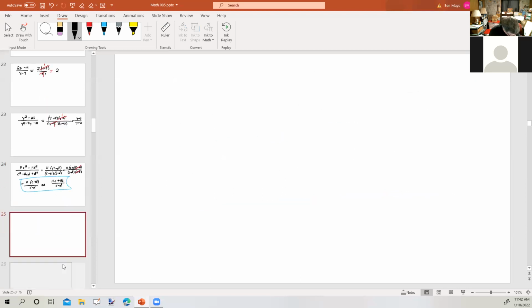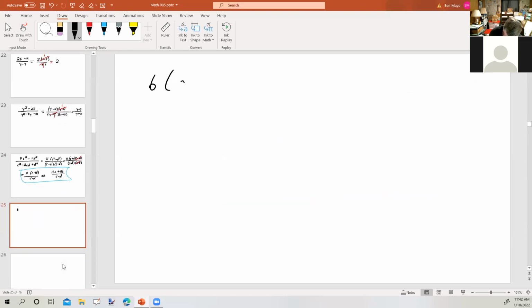Okay, what about this? 6 times (d plus 3) minus 6 over 7 times (d plus 3) minus 7. You might think that you could reduce out the d plus 3's, but they aren't factors of the entire numerator and of the entire denominator. So we can't do that.